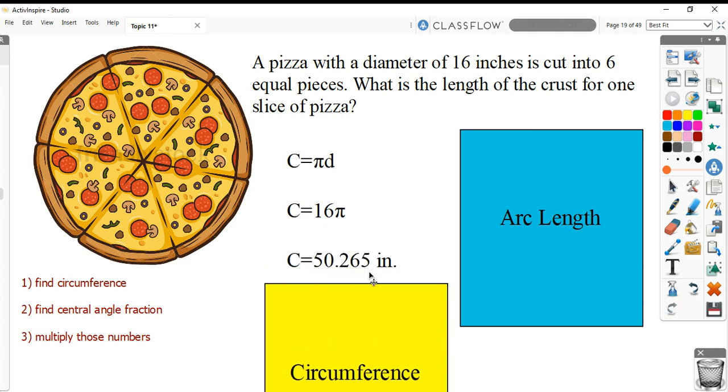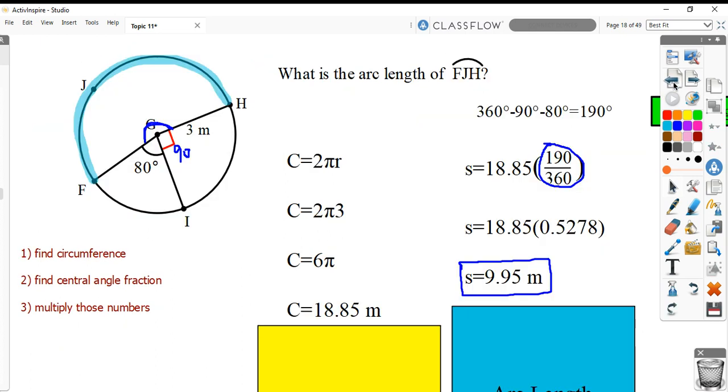It's about 50.265. Okay, that's rounding it off, but that's a pretty close approximation right there. There's your circumference. Now, here's the question. When you talk about your central angle fraction, what we've always done before is we figured out what that angle was and divided by 360.